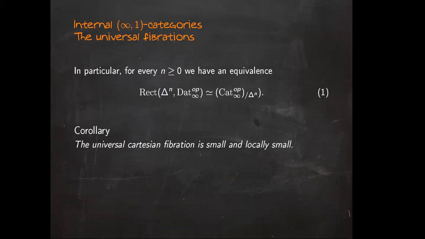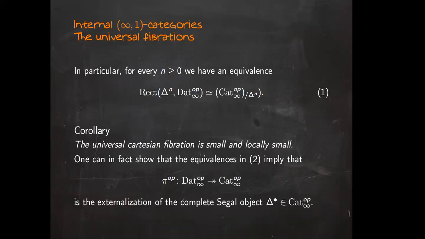What one can show by just using the closure properties I wrote up before is that the universal Cartesian fibration is small and locally small. If one does more work, one can in fact show that these equivalences prove that the whole Cartesian fibration is the externalization of the complete Segal object given by delta bullet. So I referred to this in the abstract as the freely walking chain, because at every level it's the freely walking n-chain.